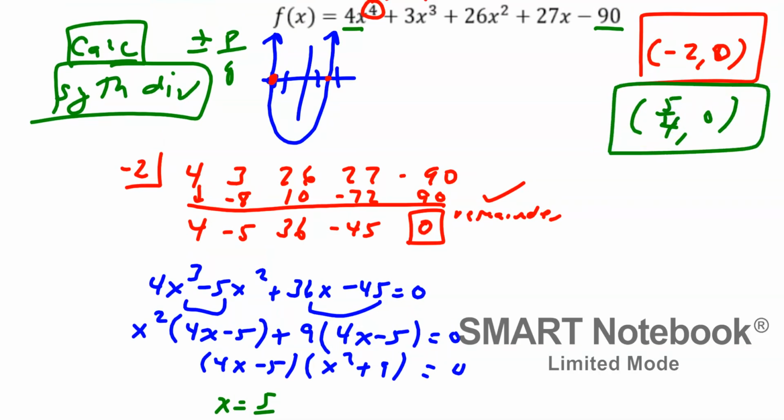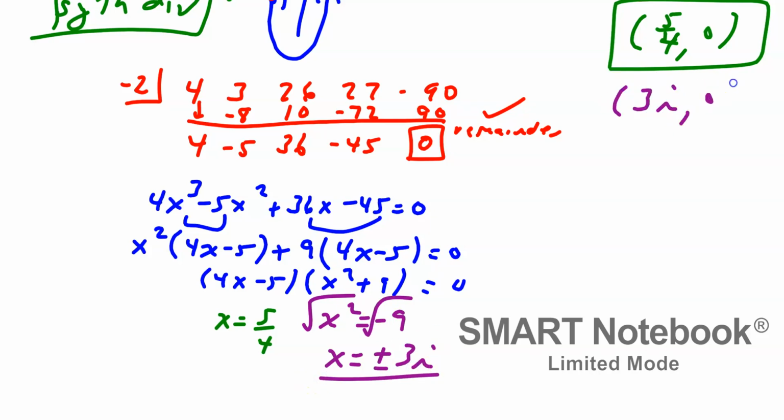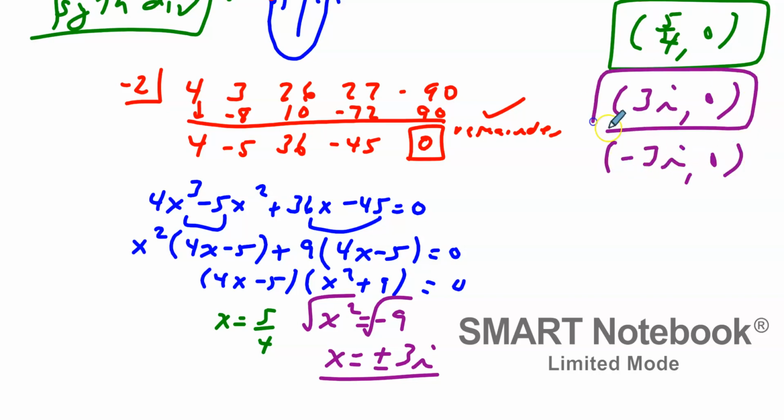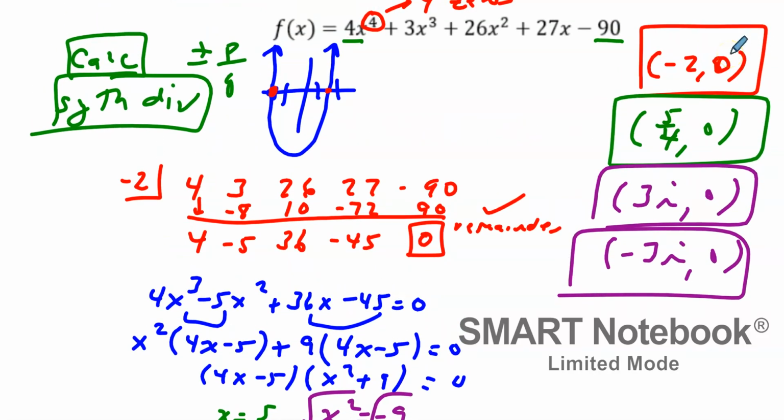And then this piece here, x squared plus 9, is going to get me my imaginary answers. Because if I set this equal to 0 and subtract 9 over, and take the square root, we would get the square root, plus or minus. The square root of 9 is 3, so the square root of -9 is imaginary, 3i, which means that 3i, 0 and -3i, 0 are 2 more roots that are true. So the 4 answers are -2, 0. This is terribly written. That is 5/4, 0, 3i, 0, and -3i, 0.